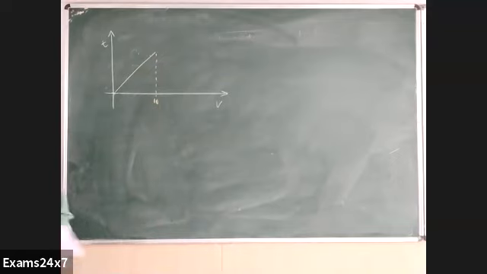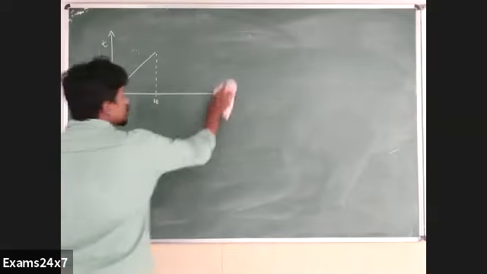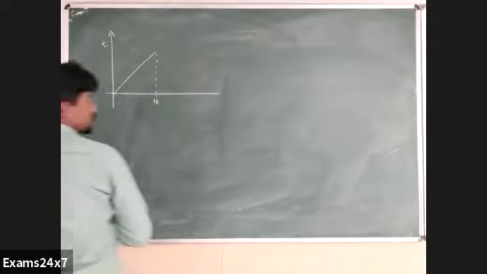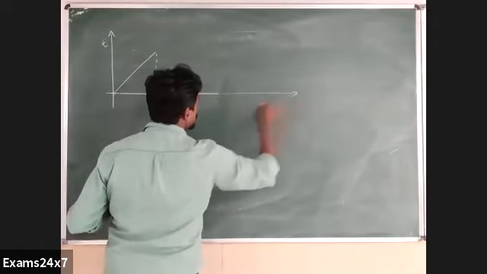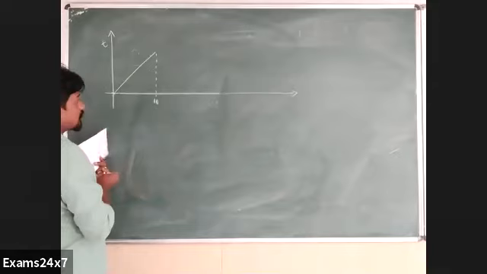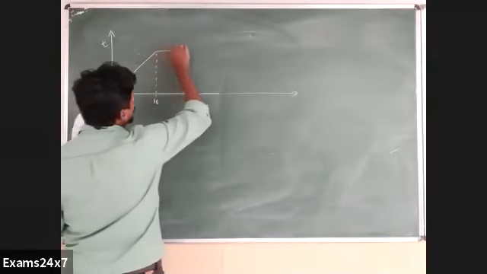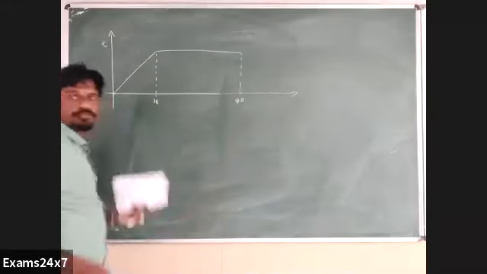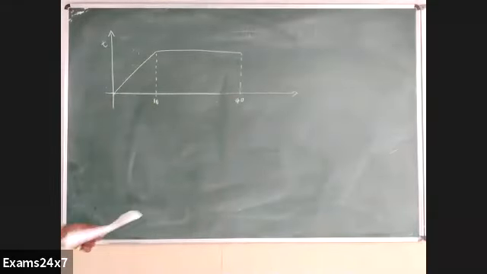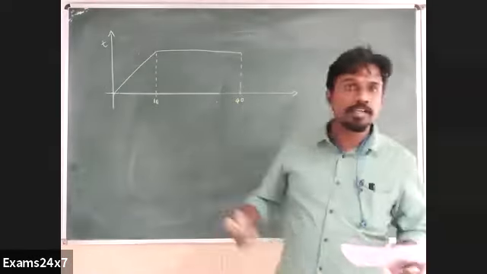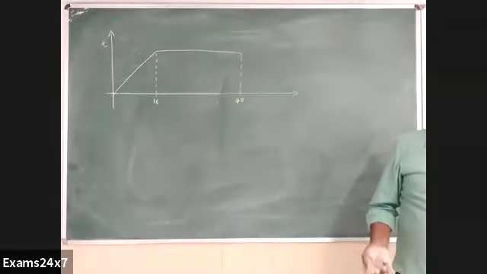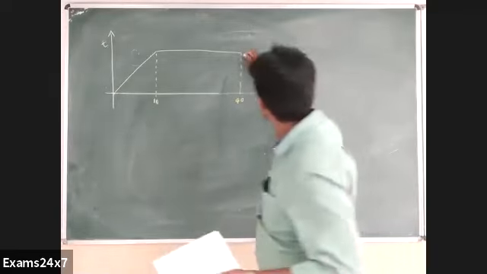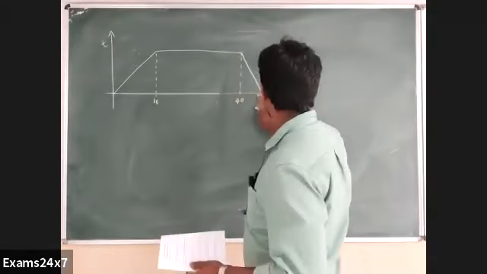Then, for another 30 seconds, it is going with constant velocity. That means the VT graph is parallel to the x-axis. So it goes with constant velocity for another 30 seconds, that means 10 to 40. Correct? Now it is undergoing retardation of 4 meters per second squared till it stops. Velocity is 0.